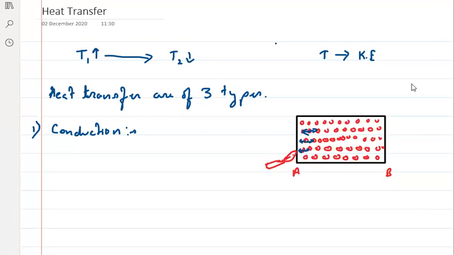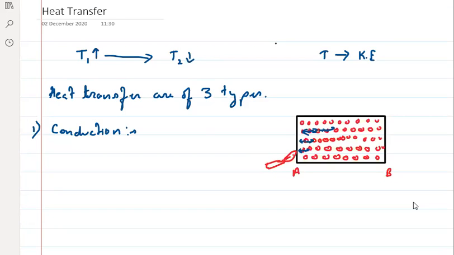But they will not leave their position. They'll just vibrate vigorously. They'll have more kinetic energy, but they will not leave the position. Now if it is vibrating, it will disturb the neighboring atoms, or impart energy to them. Now this will also vibrate, and so on. They'll be passing on the energy from one atom to another atom directly. This process of transfer of heat is called conduction. Makes sense?